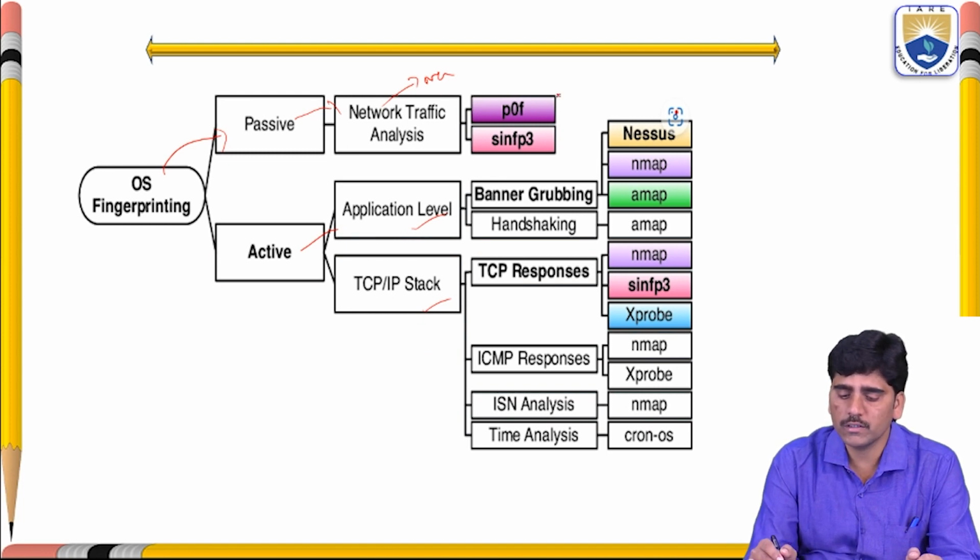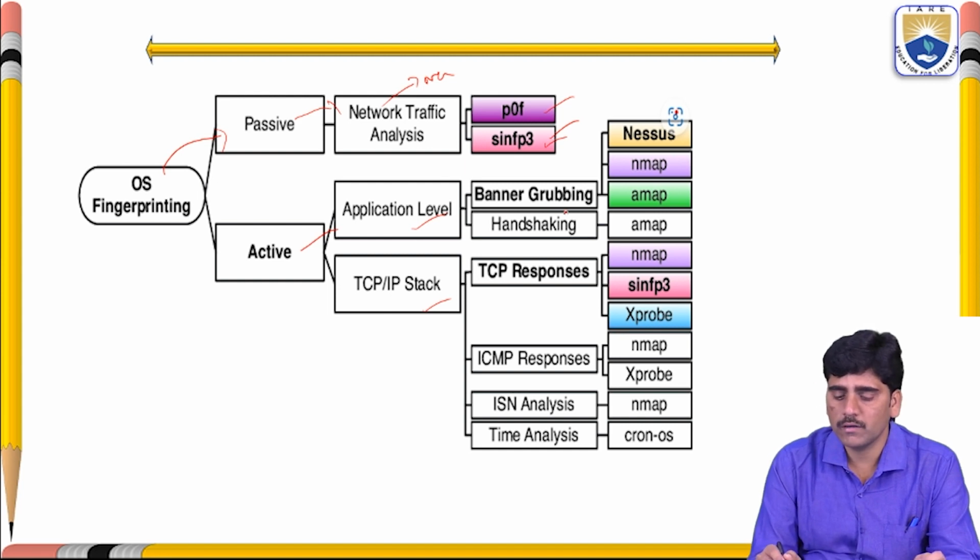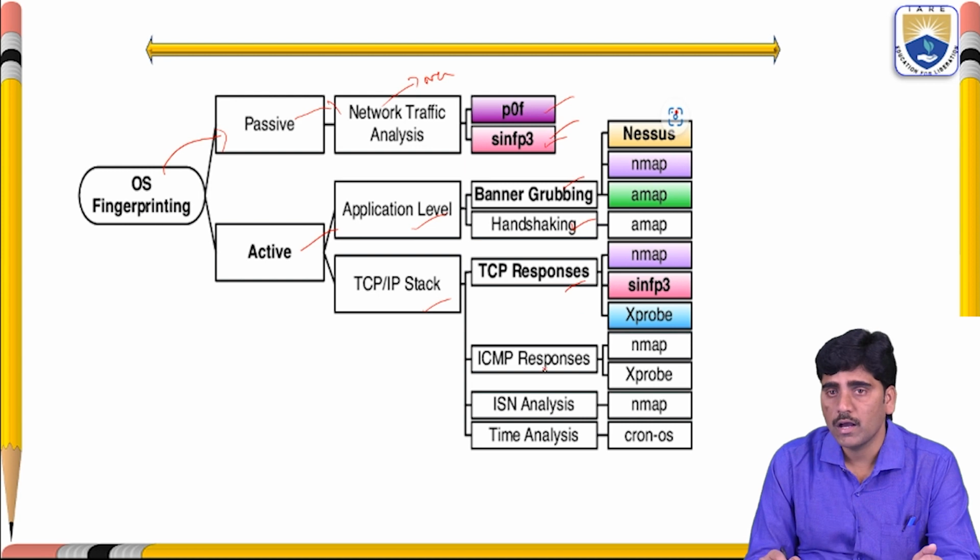In the network analysis phase, the techniques used are p0f, packet capture and sniffing, like SniffIt. At the application level, banner grabbing and handshaking mechanisms. And for the TCP/IP stack, TCP responses, ICMP responses, ISN analysis, initial sequence number analysis, and time analysis. These are the techniques or methods to understand the TCP/IP mechanisms, which are used for active scanning by OS fingerprinting.